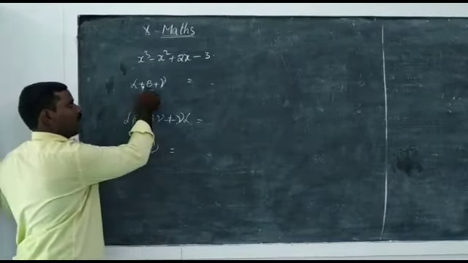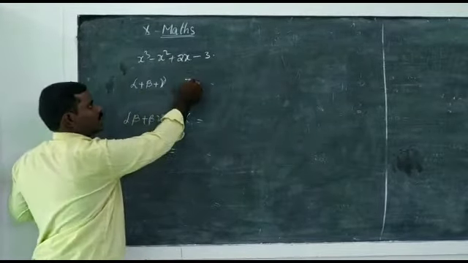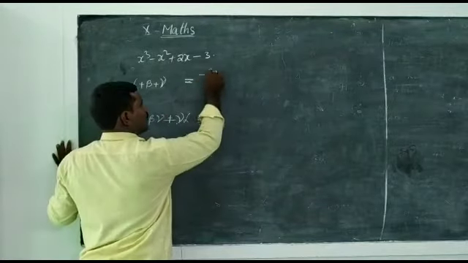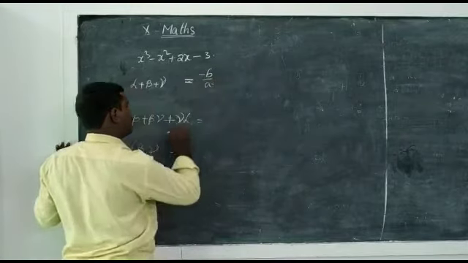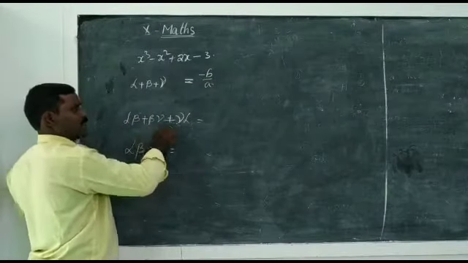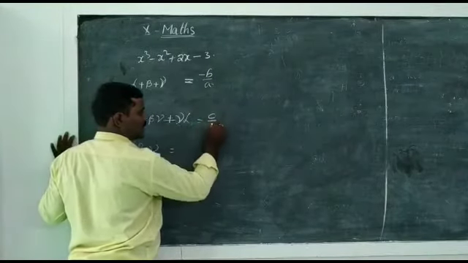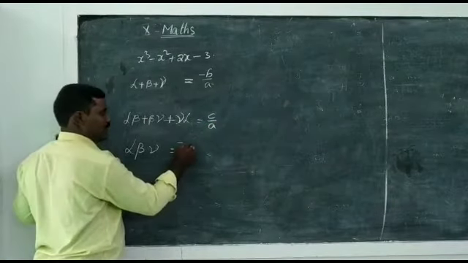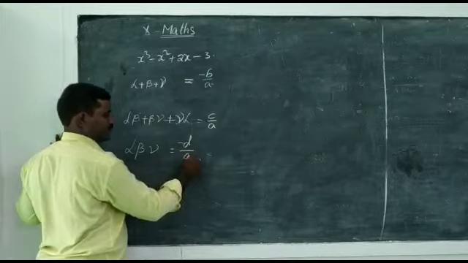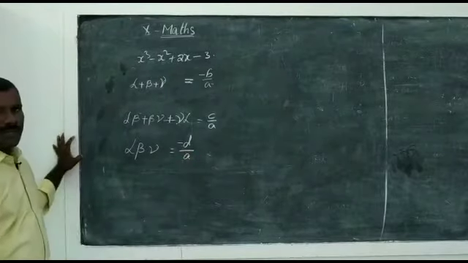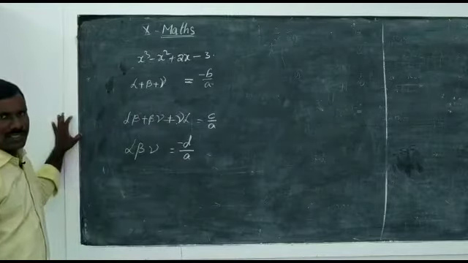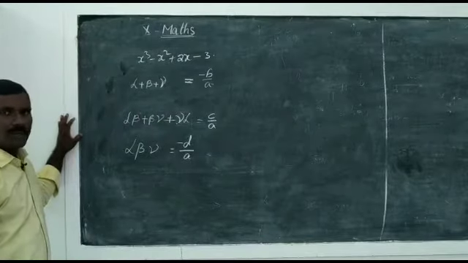How to find alpha plus beta plus gamma? We have a formula: alpha plus beta plus gamma equal to minus b by a. Alpha beta plus beta gamma plus gamma alpha equal to c by a. Alpha beta gamma equal to minus d by a. These are the formulas. This is the relationship between the zeros and the coefficients of the polynomial.